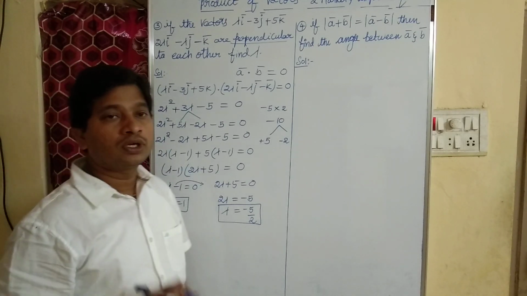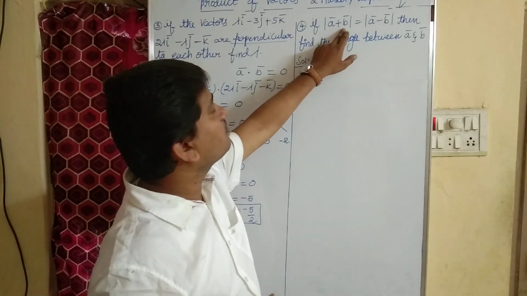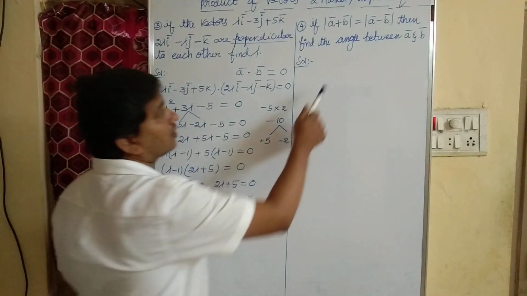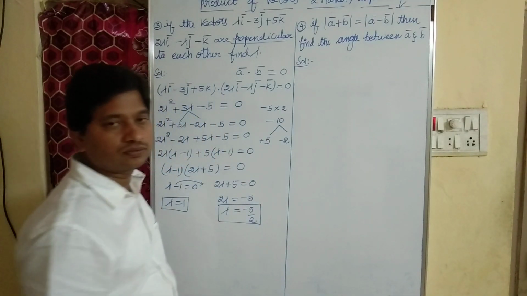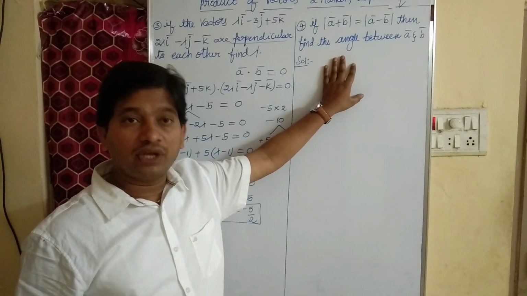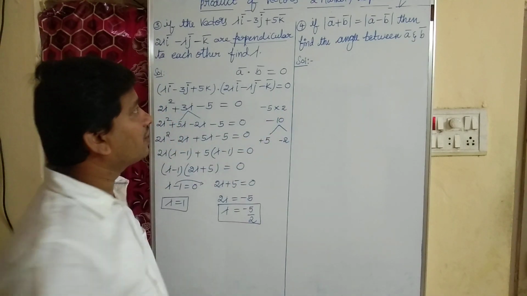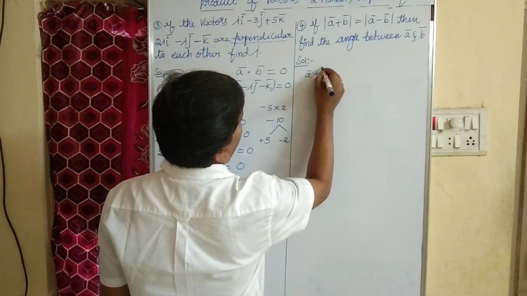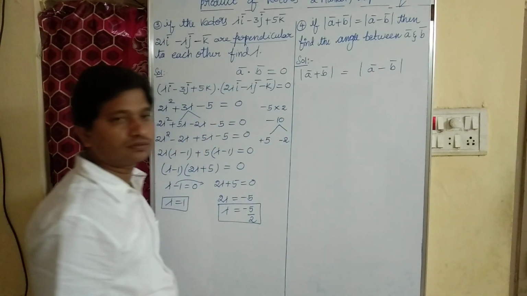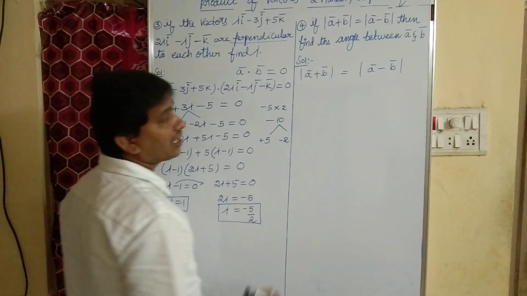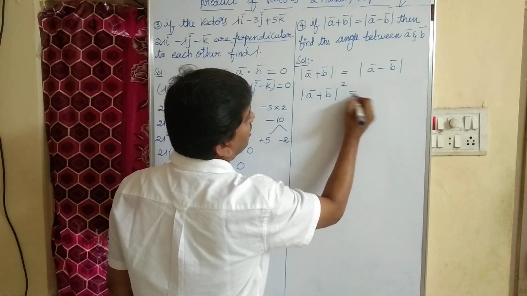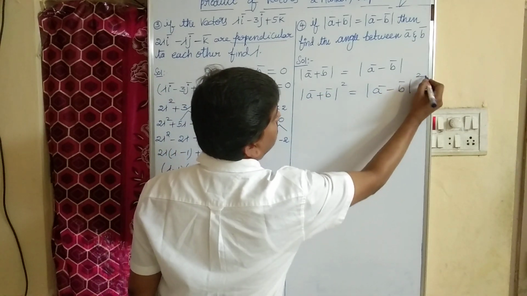Coming to the fourth problem: if modulo of a bar plus b bar is equal to modulo of a bar minus b bar, then find the angle between a bar and b bar. This problem is there in junior physics as well, right? So given modulo of a bar plus b bar equals modulo of a bar minus b bar. What we will do, let us square on both sides. I mean modulo of a bar plus b bar whole square equal to modulo of a bar minus b bar whole square.